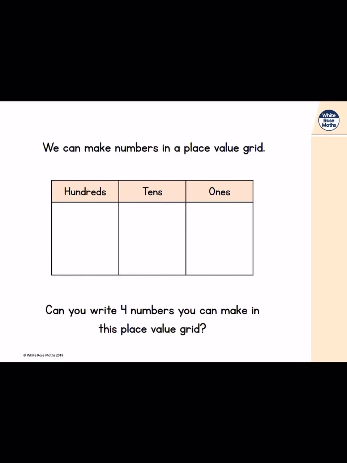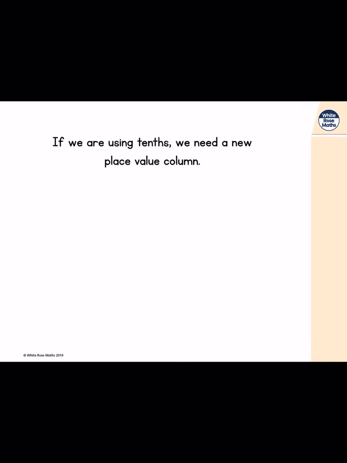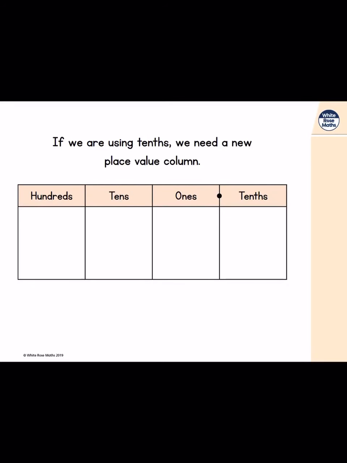Could we use this place value grid to write the number 7/10? No. Looks like we're going to make some changes to place value grids. So, if we want to use tenths, we're going to need a new place value column. There it is. Notice the tenths column is to the right of the ones column. We know that because tenths are less than 1, in the same way that ones are less than tens and tens are less than hundreds.